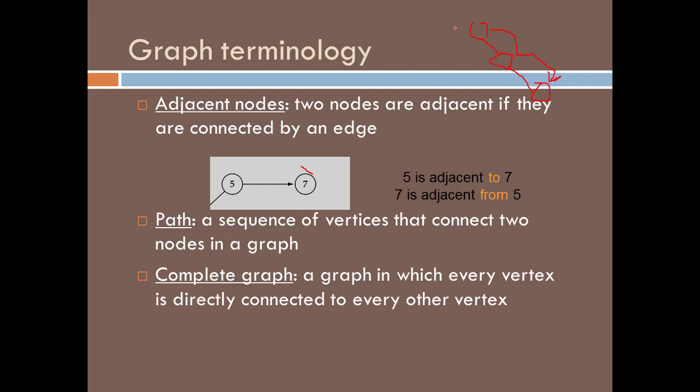For example, if we are interested in connecting node number 1 and node number 3, these will be the edges which are connecting 1 to 3. So that will be a path from 1 to 3.